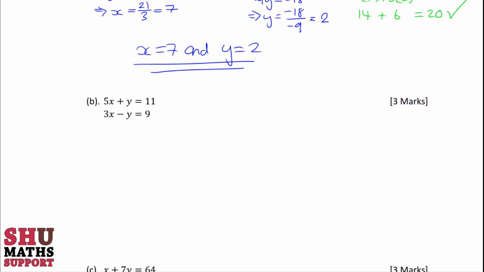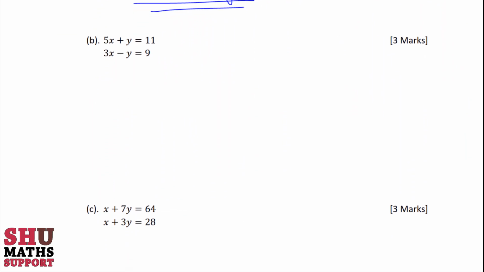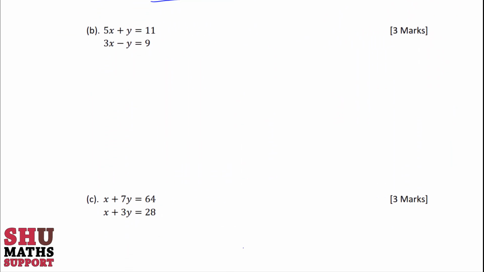So I have another example here where we can do the same things, but in this case we have 5x plus y is equal to 11 and 3x minus y is equal to 9. So we'll do the same thing again. We can see straight away that the coefficients of y are 1 and -1, which means that we can add the equations together to eliminate y.